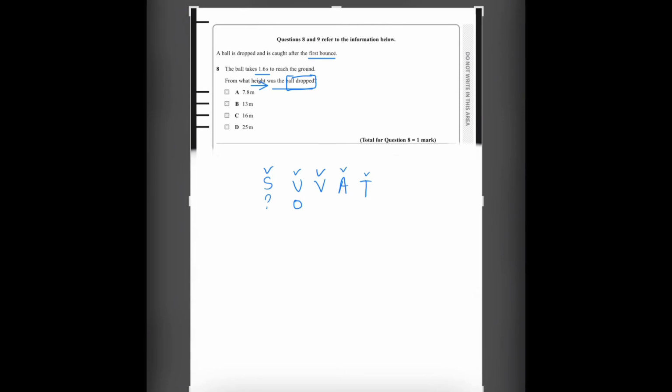We also have acceleration, which is the ball is dropped on earth, so the acceleration would be g, and the time would be 1.6 seconds. So the equation will be s equals ut plus half at squared. So s would be the height, so s equals u is 0, t is 1.6, plus half into 9.8 into time 1.6 squared.